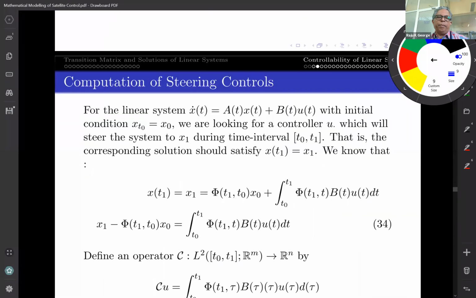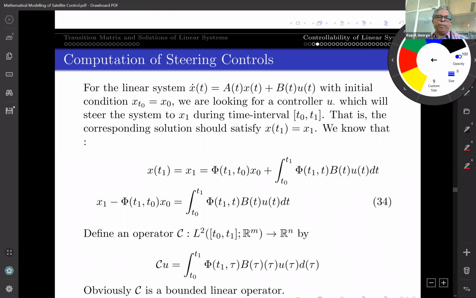Therefore, the system x dot is equal to Ax plus Bu with the initial condition x at t0 is x0. We are looking for a controller u which will steer the system to x1 during the interval t0, t1. The corresponding solution should satisfy the desired final state, so we are looking for a u such that x at t1 is x1. And the solution is phi(t1, t0) x0 plus the integral from t0 to t1, fixing t at t1, of phi(t1, t) B(t) u(t) dt, and this should be equal to x1 for a particular u.